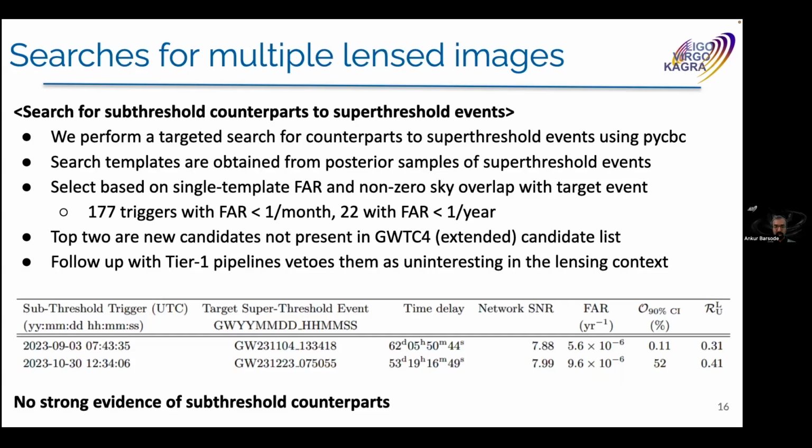The top 2 candidates we find are not present in the extended GWTC candidate list. They are listed below in the table. However, when we follow them up with the tier 1 pipelines, they are vetoed as being not interesting. So to conclude, we do not find any strong evidence for sub-threshold counterparts as well. Next, I will hand it over to Engwang for discussing the search for single distorted signals.